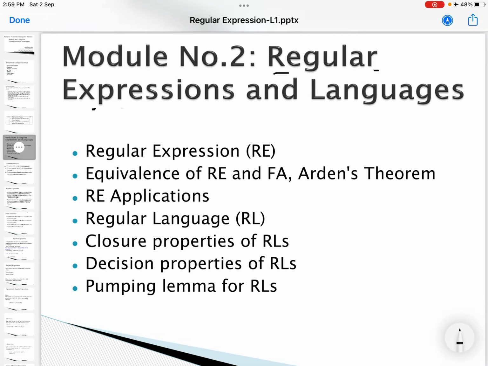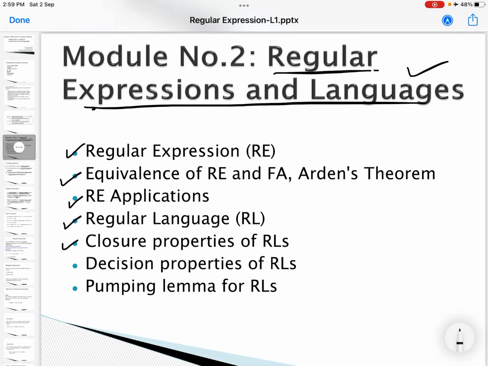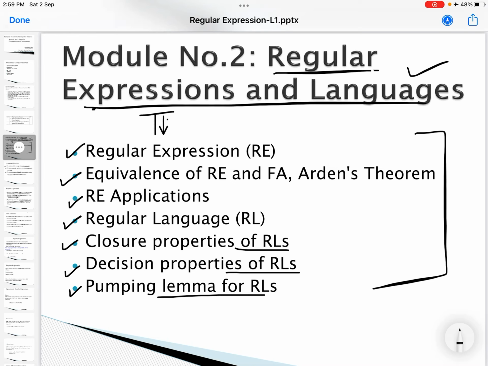So module number 2 is regular expressions and languages. Inside this you have regular expressions, equivalence of RE and FA, Arden's theorem, RE applications, regular language, closure properties of regular language, decision properties of regular language, and pumping lemma for regular language. All these things we will be studying inside module 2 of the subject Theoretical Computer Science.